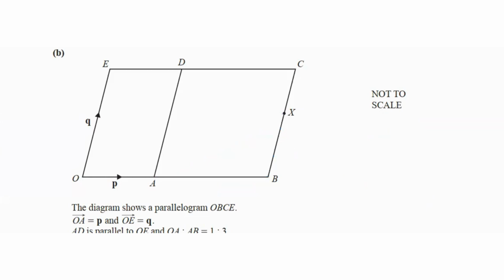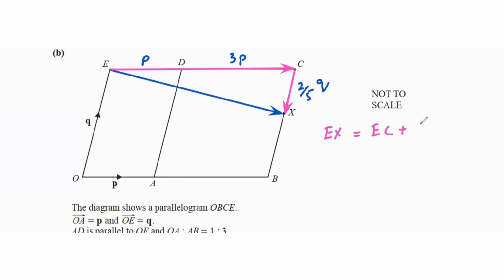Then it says EX. EX is this one over here. Once again, we know this is P, this is 3P, and this is going to be 2/5 of Q. Because as we did earlier, this was 3, this was 2, the entire thing is 5, so 2/5 of Q. So the route over here is going to be EC plus CX. So EX is going to be EC plus CX.